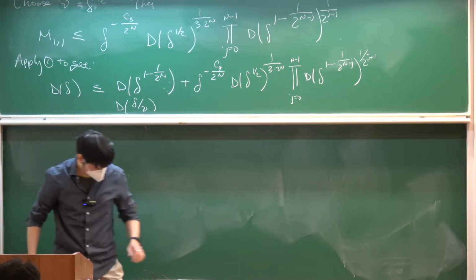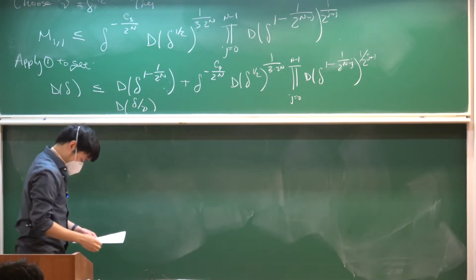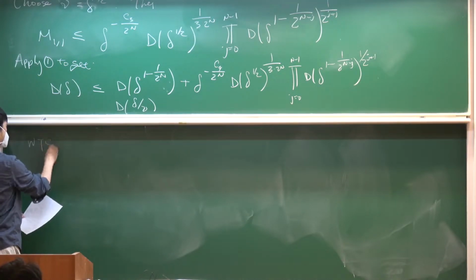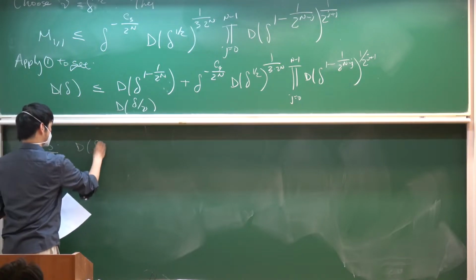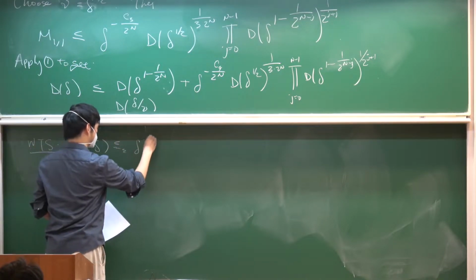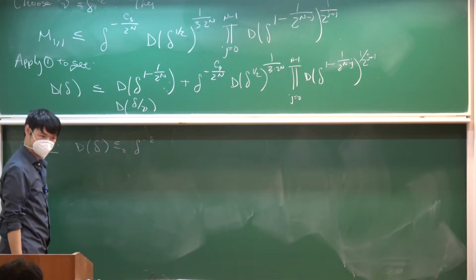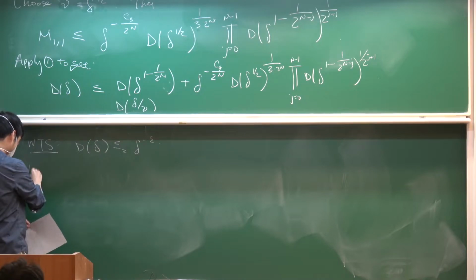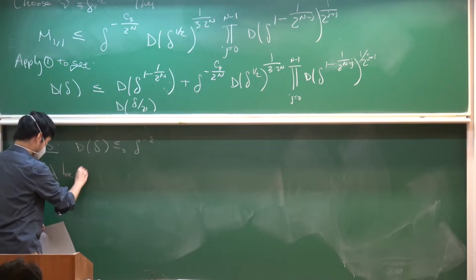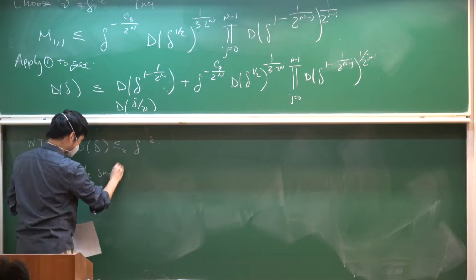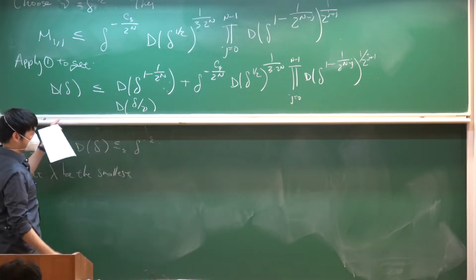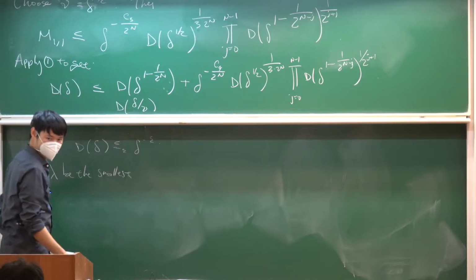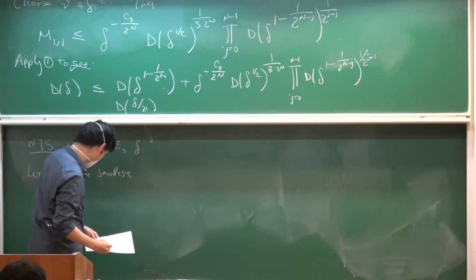Okay, so great. We want to prove that d of delta is bounded by delta to the minus epsilon. Let's let lambda be the smallest number. You don't have to argue this way; this is a recursion, so you could just use the recursion. Okay, let's do a proof by contradiction.